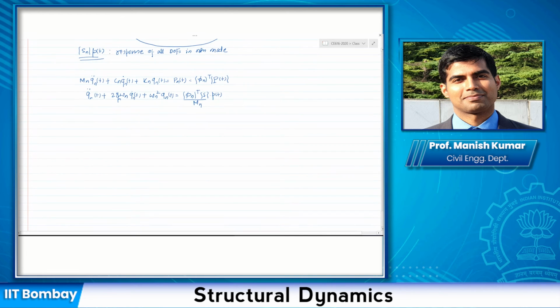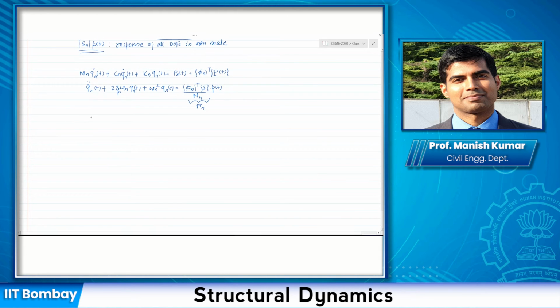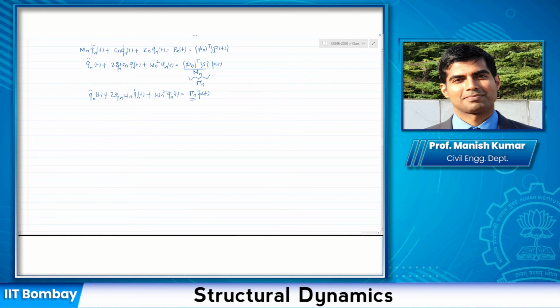Now what is this quantity here? Is it not gamma n that we have already derived? So our equation of motion can be written as q̈n plus 2 zeta n omega n q̇n plus omega n square qn(t) is equal to gamma n times the time variation p(t). So this is my equation of motion for each degree of freedom, where gamma n is basically a factor which is a modal participation factor.